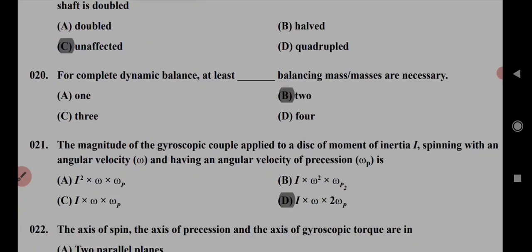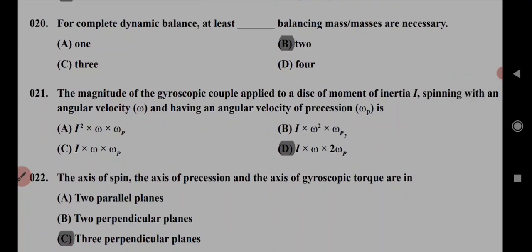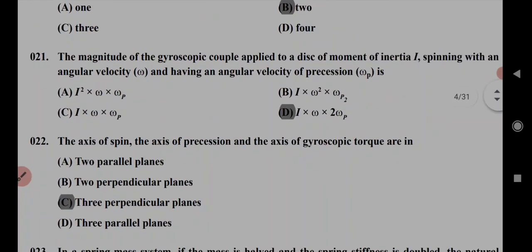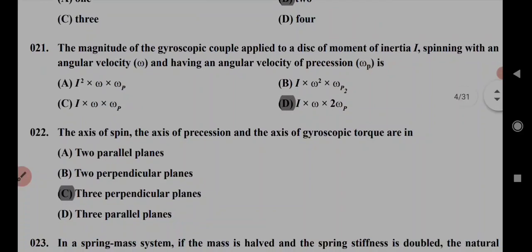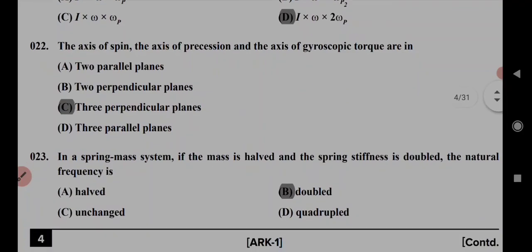For complete dynamic balance, at least two balancing masses are necessary. The magnitude of the gyroscopic couple applied to a disk of moment of inertia I spinning with an angular velocity and having an angular velocity of precession: option D is correct. The axis of spin, the axis of precession and the axis of the gyroscopic torque are in three perpendicular planes. Option C is correct.